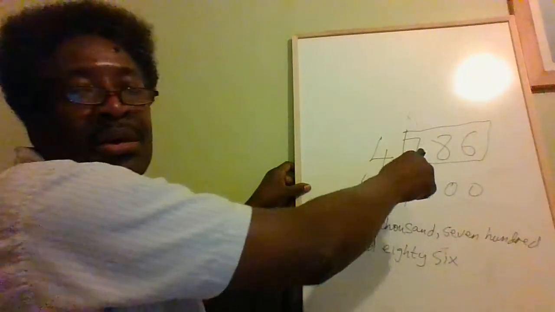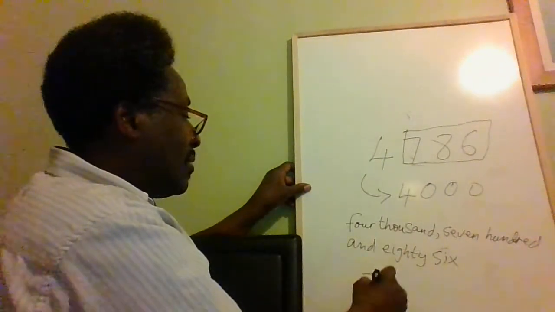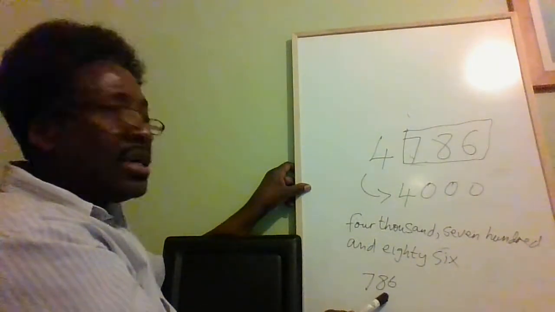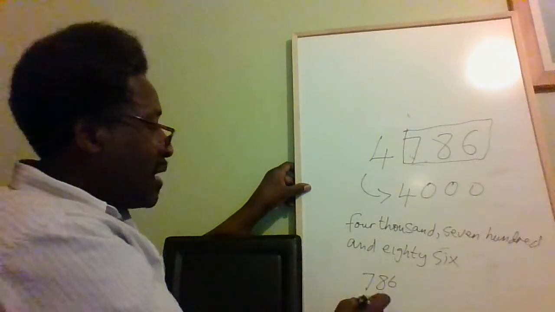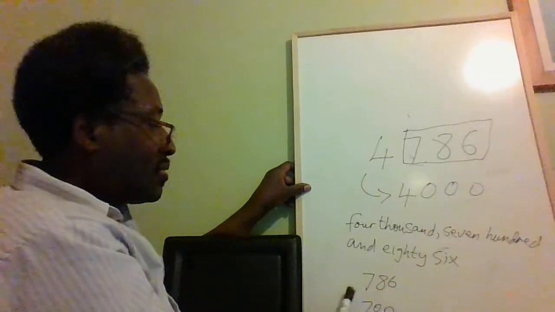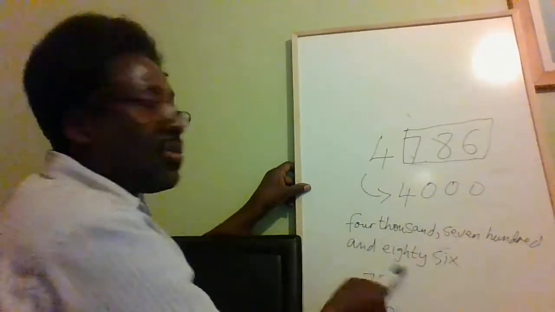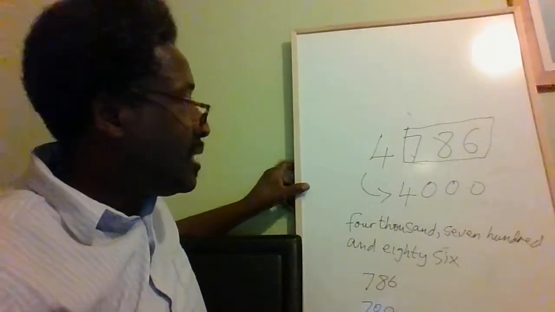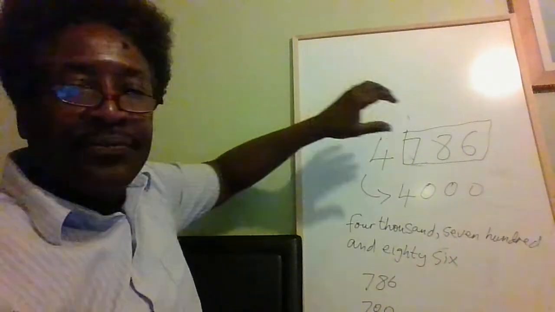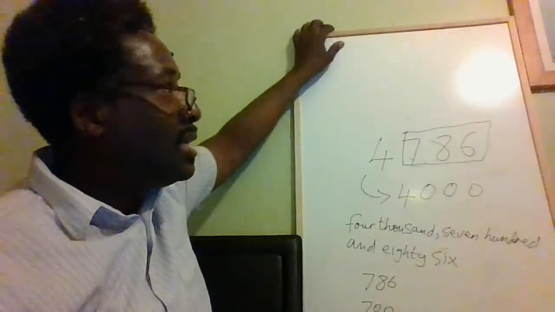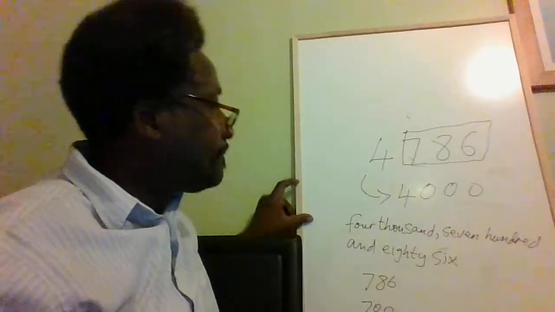Because remember, we've talked about writing 3-digit numbers in words. So remember, you make this 700, 786. That's it right here, 786. So that's how to write a 4-digit number in words.